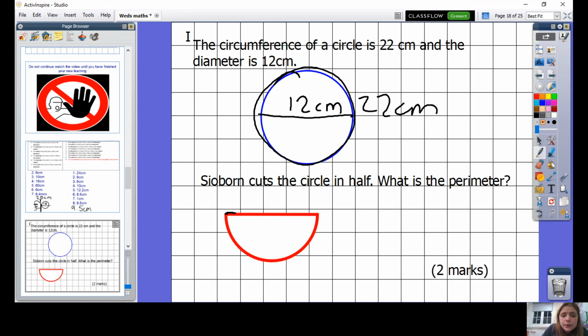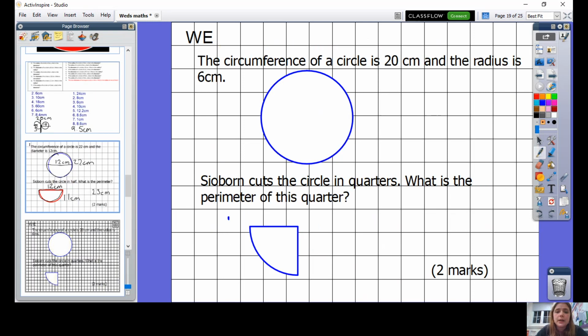Well, I know this line across the middle is the diameter, that's 12 centimetres. I'm left with this bit here. I can see that is half of the circumference. Half of 22 is 11 centimetres. So to find the perimeter, I'd need to add those together. Quickly do that in your head. Well done. The answer is 23 centimetres. Let's look at another example.